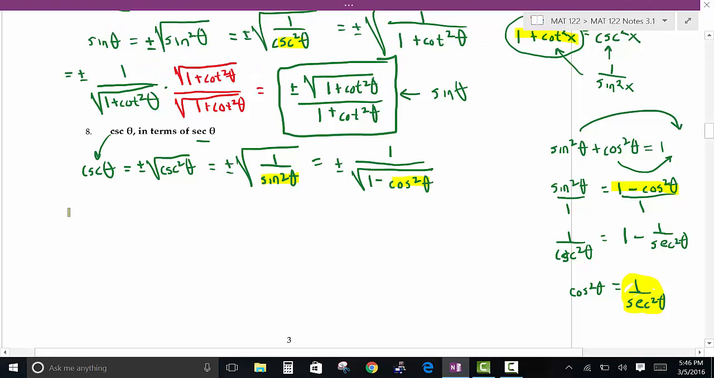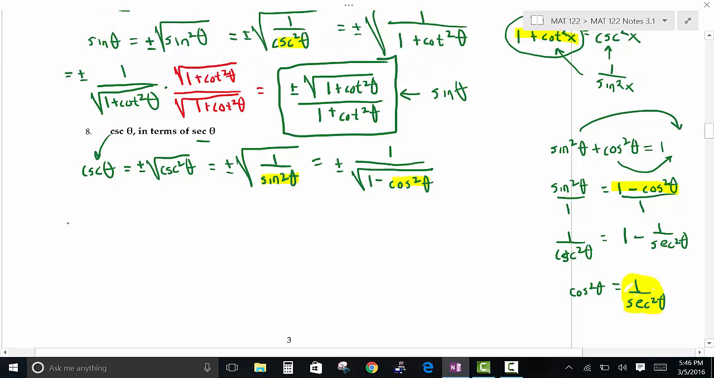So I'm going to move this over here, and we'll clean this up and try to get a final answer on here then. Okay, so this is now going to be plus or minus 1 over the square root of 1 minus 1 over the secant squared theta. So we've actually accomplished our goal. We've changed the cosecant into the secant. Now we just need to clean this up because we have some complex fractions.